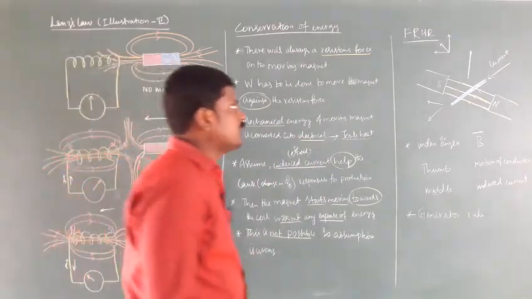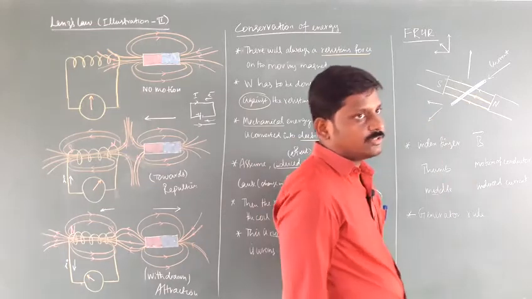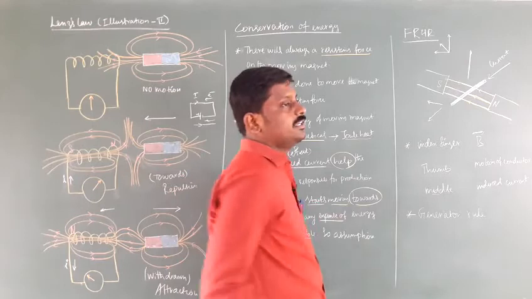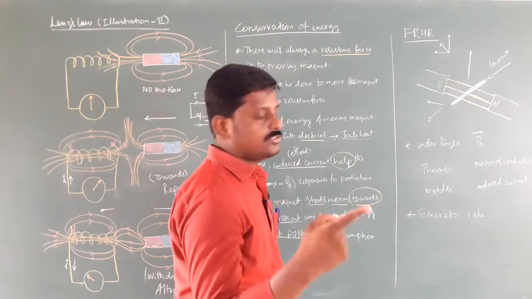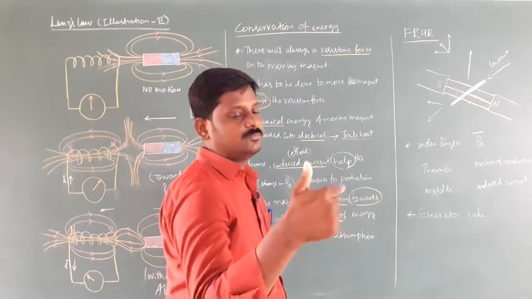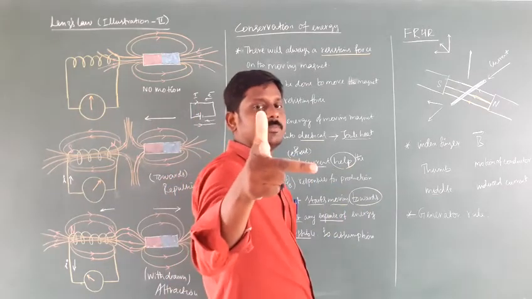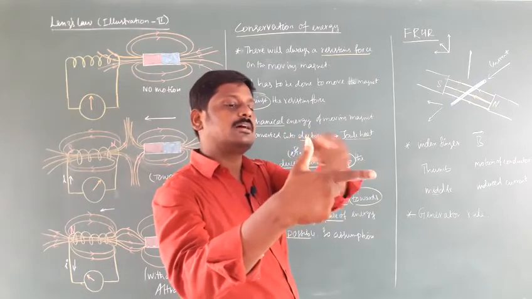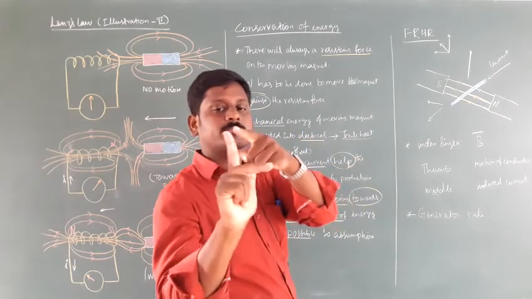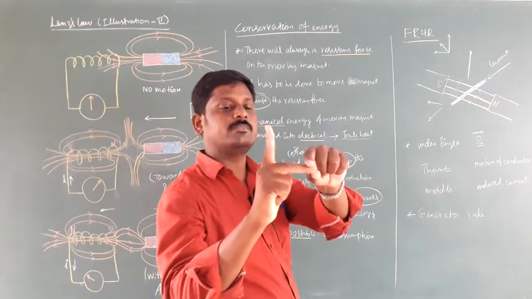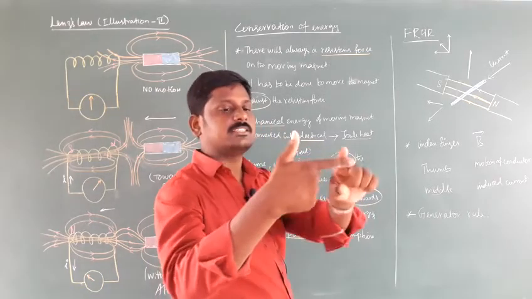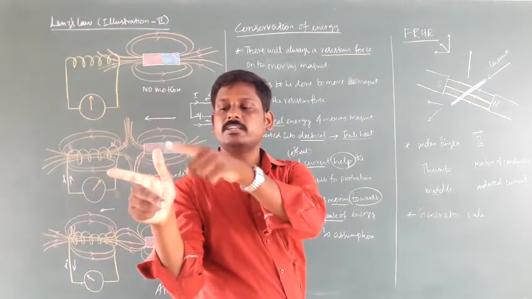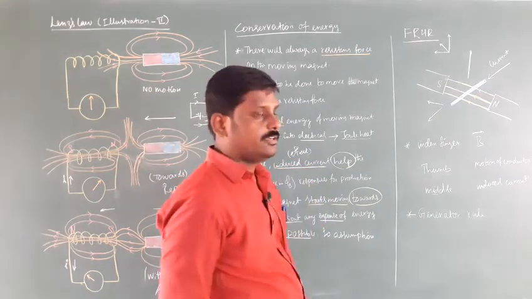Then finally Fleming right hand rule, also called the generator rule. Just stretch the forefinger or index finger of our right hand. Stretch the index finger, thumb and middle finger mutually perpendicular to each other. Mutually perpendicular means the angle between the thumb and index finger is 90 degrees. Again the index finger and middle finger are at 90 degrees, and the thumb and middle finger are also at 90 degrees.